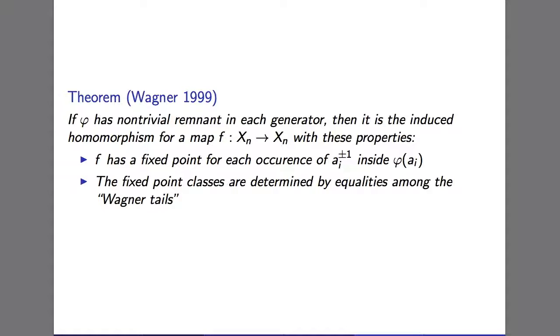All right, here's the theorem that Wagner proved. If phi has non-trivial remnant in each generator, then it is the induced homomorphism for a map on the bouquet of circles, and that map has these properties. First of all, this map has a fixed point for each occurrence of a_i or a_i inverse inside of phi of a_i. So this tells you what the fixed points are. This one tells you what the fixed point classes are. The fixed point classes are determined by the equalities among what are called the Wagner tails.